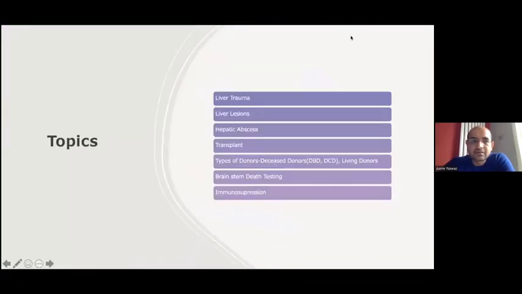The topics which I have divided for today are liver trauma, liver lesions, hepatic abscesses, and transplant. In transplant, what are the types of donors? Deceased donors, either brain dead or who undergo donation after circulatory death, and living donors. In MRCS, I've seen it's a very basic question, mainly for people who are in critical care trainees, but it also applies to surgeons, especially transplant surgeons. What is brainstem death testing and immunosuppression?